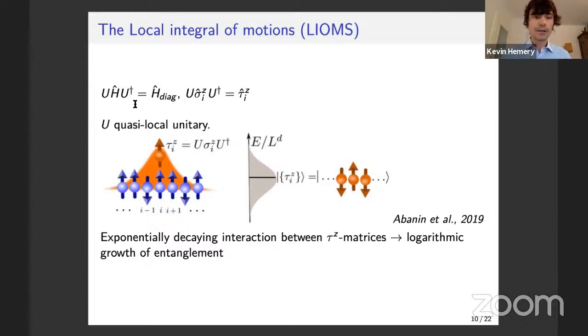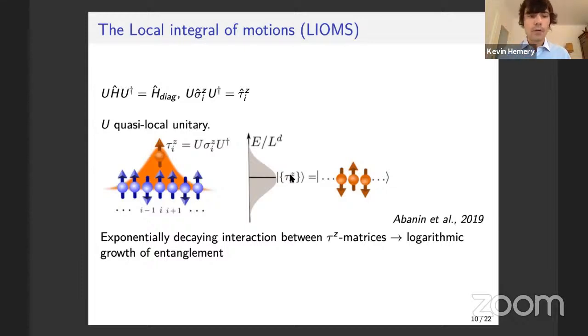So when you diagonalize the Hamiltonian, you do this unitary transformation, and this unitary transformation is quasi-local. And now when you express the eigenstates, you can express them as product states in this tau Z basis. So this first explains why you have lowly entangled eigenstates in your system. But also in your Hamiltonian, if you do this construction, you will see that there is an exponentially decaying interaction between these tau Z matrices, and this is responsible for the logarithmic growth of entanglement.